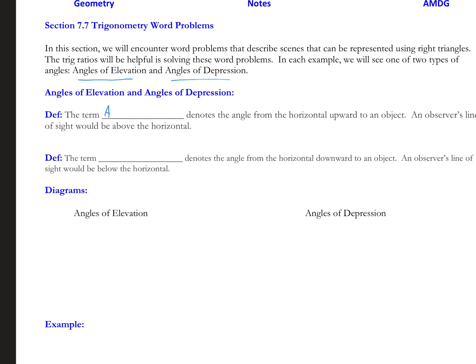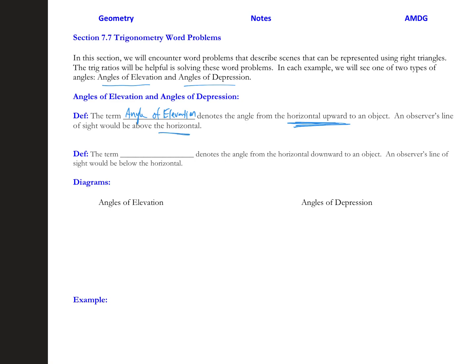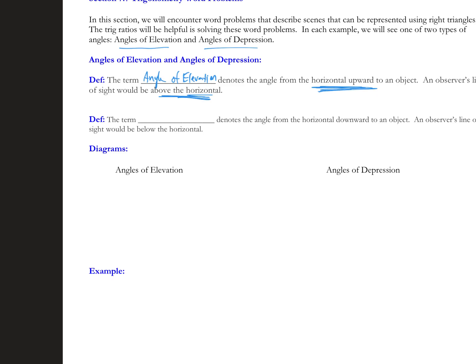So the first one is the angle of elevation, and that denotes the angle with the horizontal upward of an object. It's important to note that it's always with the horizontal and right above it. So I'm going to go straight to the diagram here. An example of this would be if I was looking up at my friend on the second floor of a house and I'm down here. If I were to look straight ahead, that would be the horizontal. If I were to look up at my friend, that would be a different angle. And this angle right here, which I'll call theta, is the angle of elevation.